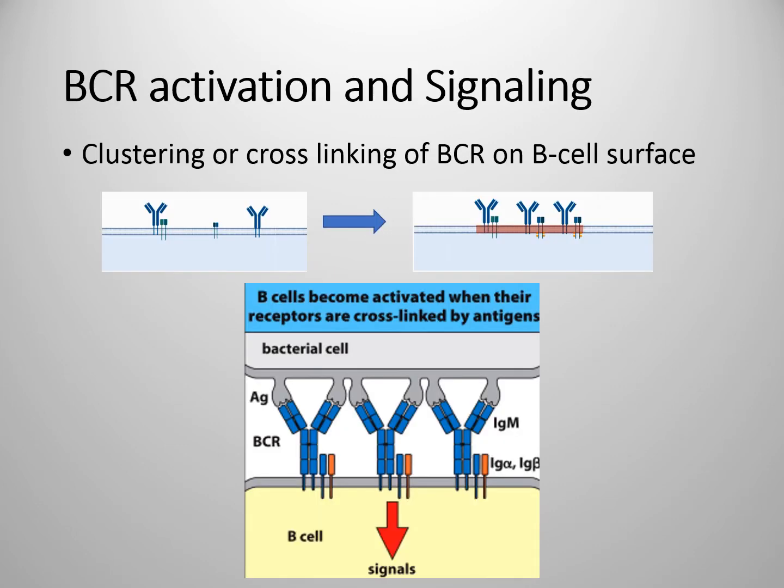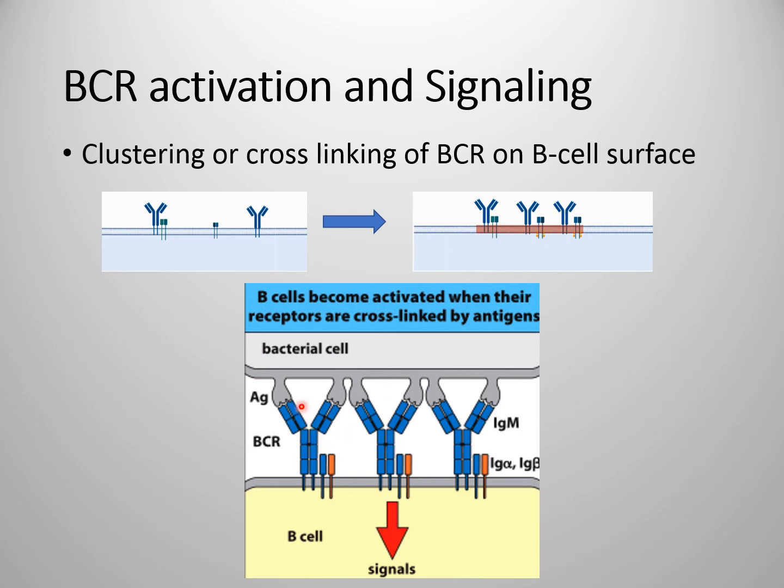Now let us study how B cell receptors are activated and signaling takes place. The first step is the cross-linking of B cell receptors on the B cell surface. The B cell receptors are present far apart on the B cell surface, but once they become activated by binding of antigen, they come close to each other. This process is called clustering.